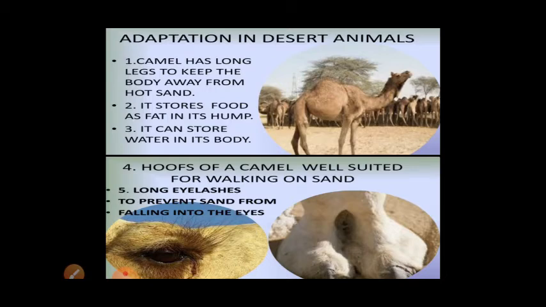So these are some adaptations we can observe in desert animals. Also some other animals like rats and snakes stay inside the burrow in the daytime and come out at night, because in the desert the daytime is too hot and the nighttime weather is too cold. So at that time the snake, rat and other desert animals come out from the burrow and search for food. So these are some adaptations of desert animals.